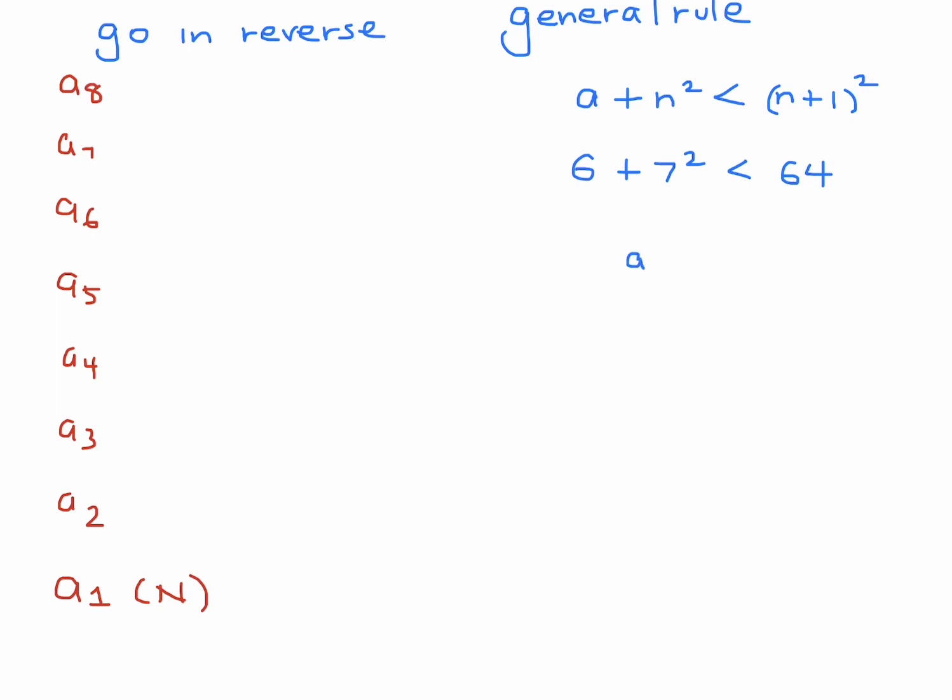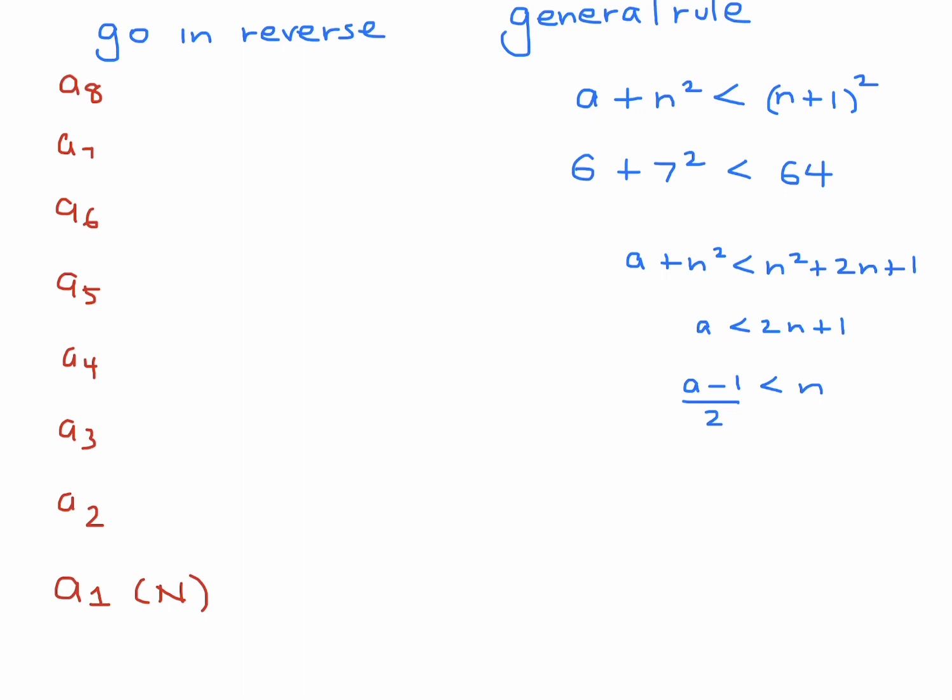This was just an example. So that means a plus n squared is less than n squared plus 2n plus 1. The n squareds cancel, so that means a is less than 2n plus 1. And therefore n, if you isolate for it, would be a minus 1 over 2. That n is greater than that. So let's work with this.